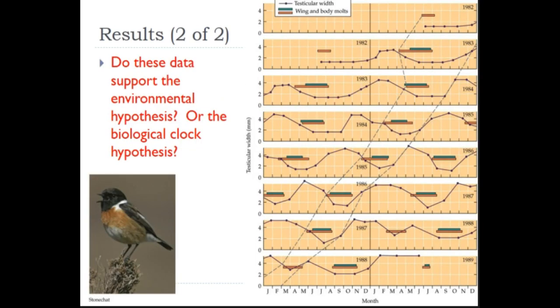Here's another example. This is a case of a bird. This is a stone chat where they were doing the same deal. They're just basically following this guy every year. And so in this case, each of these graphs is an individual year. They're labeled, this is 1982, this is 83, 84, 85, 86. And what you're doing is you're observing three different things on this figure.